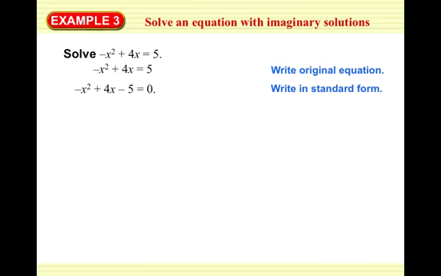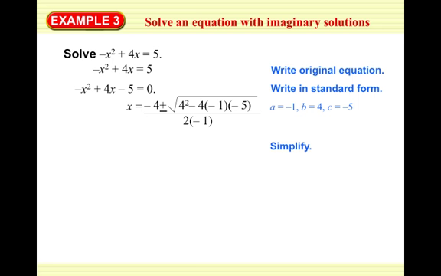We want to write it in standard form so we can subtract the 5 over. So a is negative 1, b is 4, c is negative 5. Show the substitution step. The opposite of 4 is negative 4, plus or minus the square root of 4 squared minus 4 times negative 1 times negative 5, over 2 times negative 1.